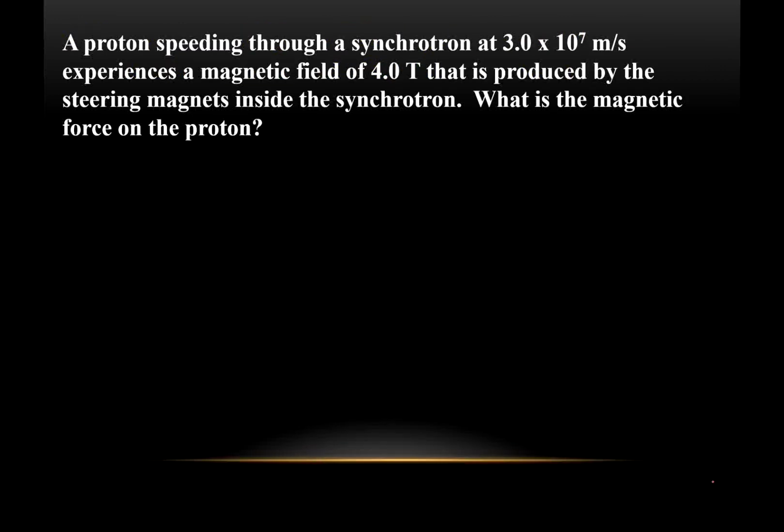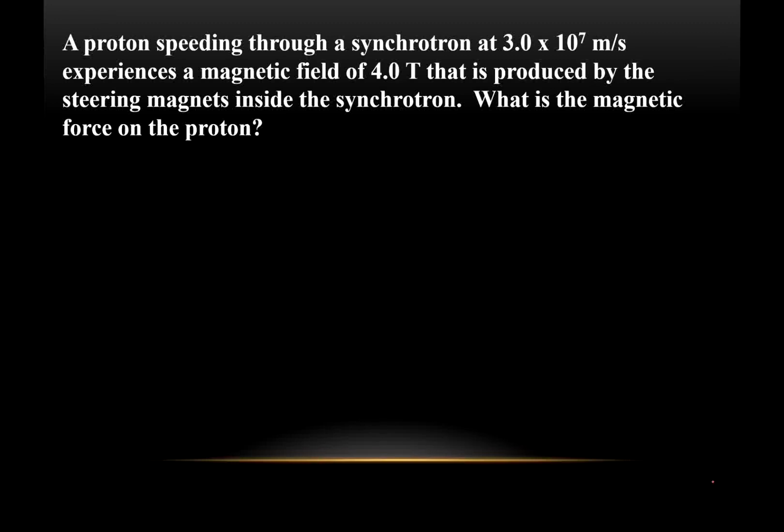Let's do some examples then. So, here's the first one we have here. We have a proton speeding through something called a synchrotron magnetic field generator at 3 times 10 to the 7 meters per second, experiencing a magnetic field of 4 Teslas that is produced by steering magnets inside the machine. We want to find what the magnetic force on that proton is.